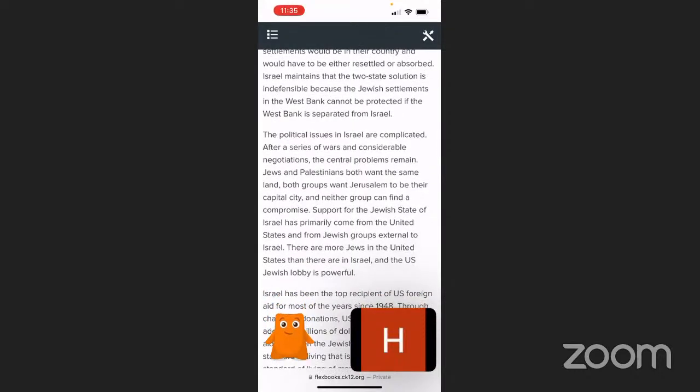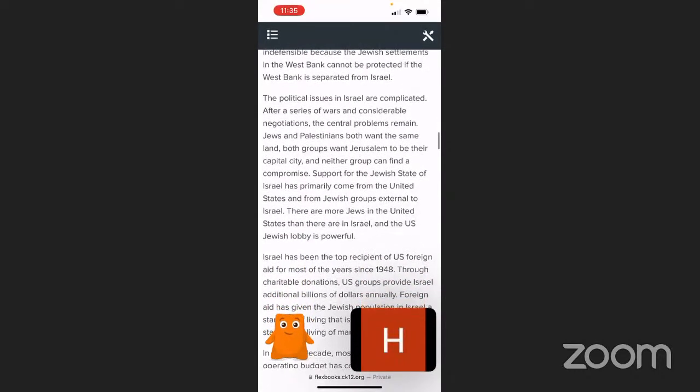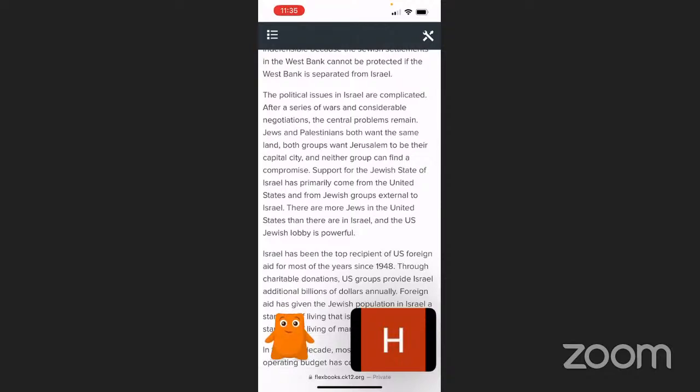The political issues in Israel are complicated after a series of wars and considerable negotiations. The central problem remains: Jews and Palestinians both want the same land. Both groups want Jerusalem to be their capital city, and neither group can find a compromise.